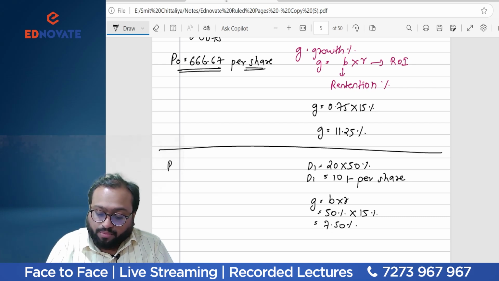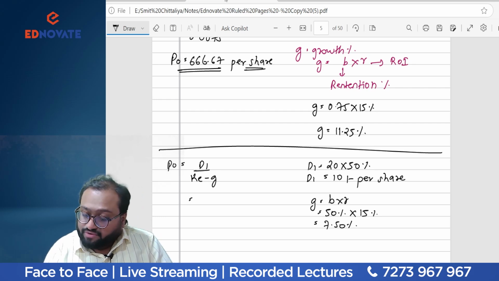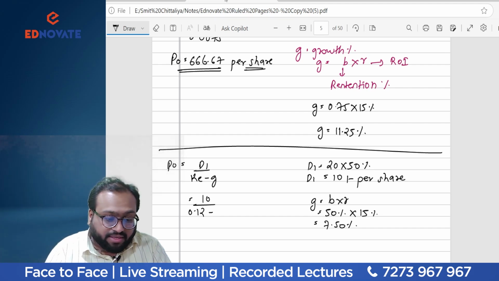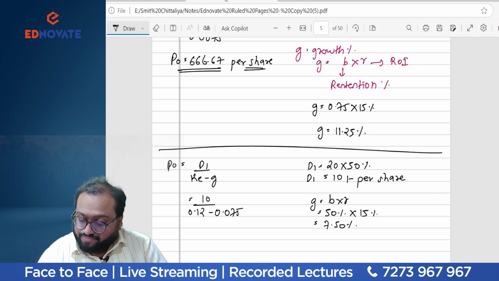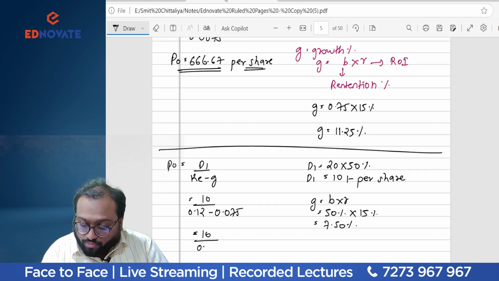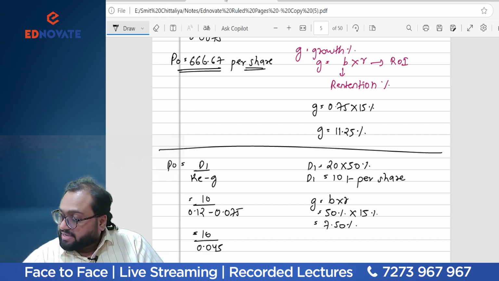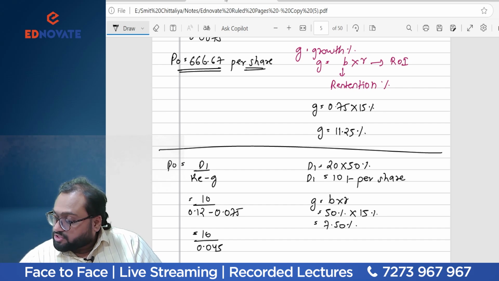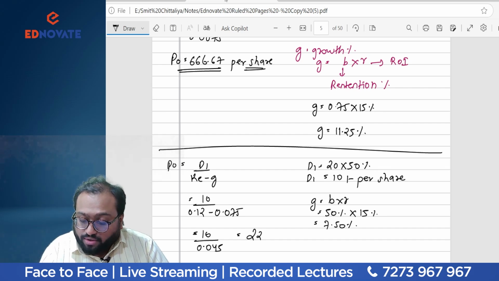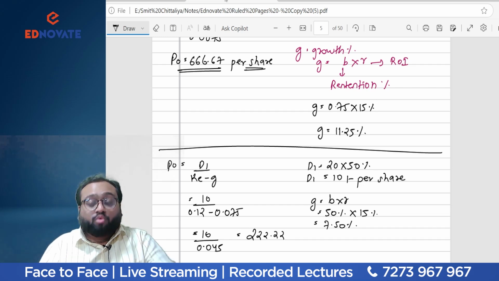And if we put it again in the formula, P0 is equal to D1 upon KE minus G. D1 will be 10, KE will be 0.12, the expectation will remain the same, minus 7.5%, which is 0.075. So 10 divided by 0.12 minus 0.075, you will get 0.045. So 10 divided by 0.045, you will get something. Market price is 222.22. So what is the change in market price?